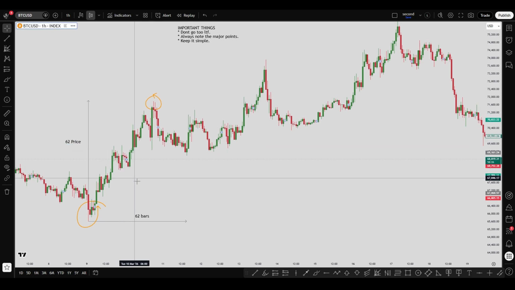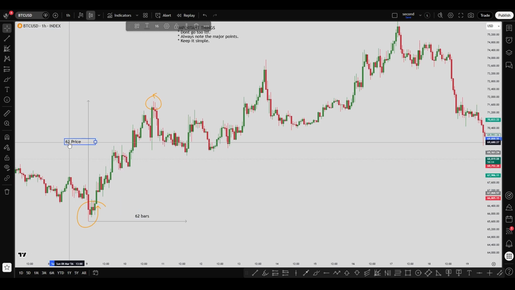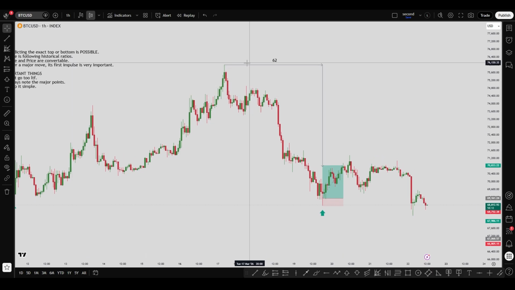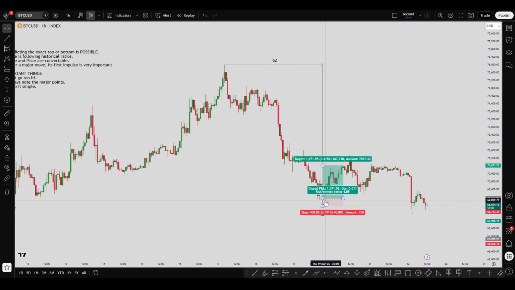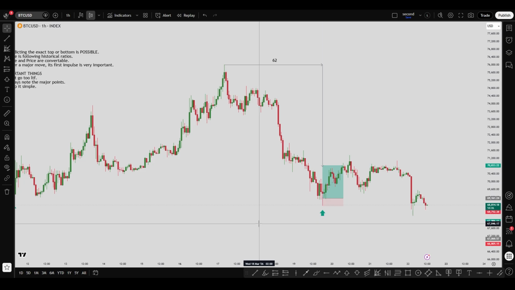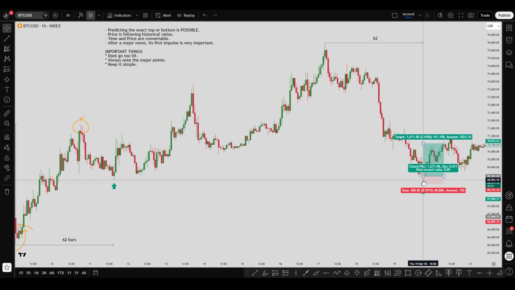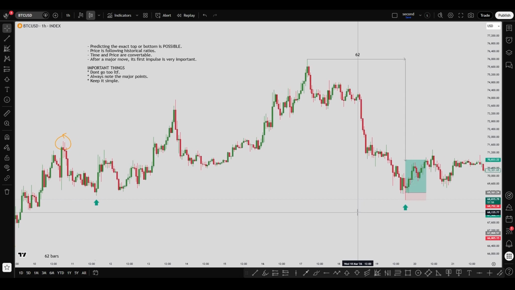So as you can see, by the way, there's a real example here. If you get the 62 price from this swing and move 62 bars ahead, you get this exact low before it even happened. And also you go 62 bars from the major high and you get your major low. Isn't that crazy?